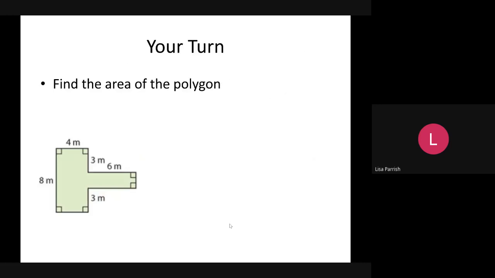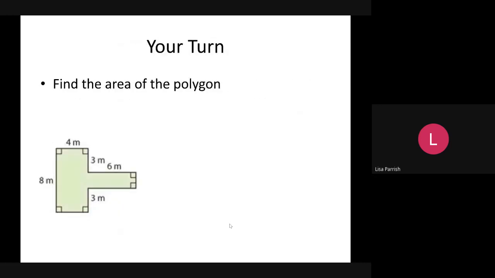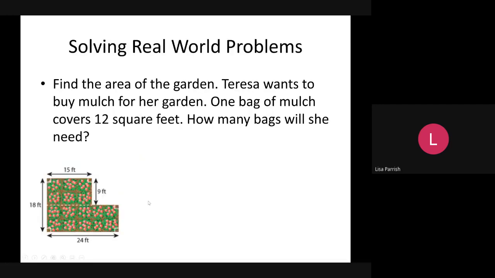Okay, I'm trying to think. All right, let's look at this next one. Draw that one, label. That one should be fairly easy to draw. Let's see, let's go to this one for a second. I'm sorry. That one was too much like the last one we did. We'll do a real world problem.